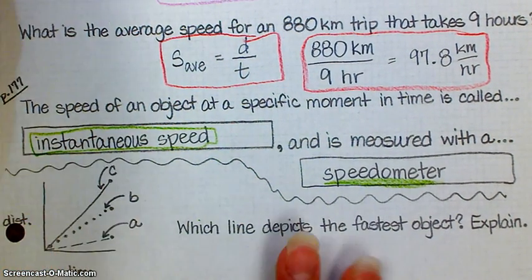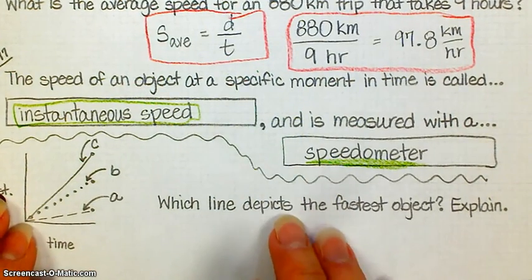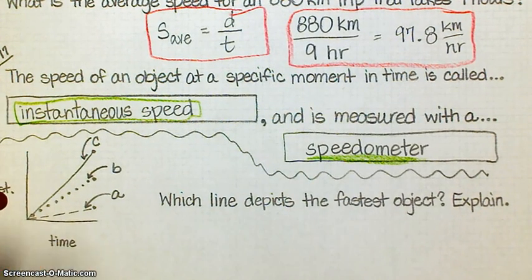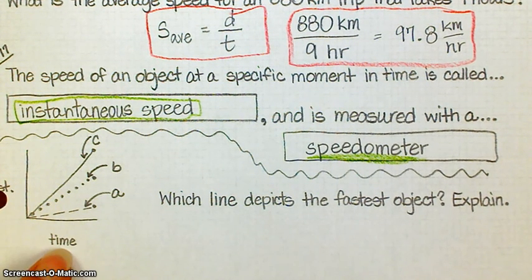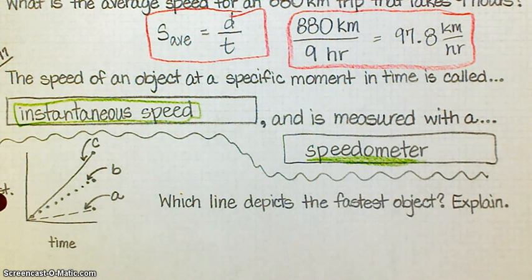Okay. Now, there's going to be a lot of looking at graphs during this unit, so we might as well get used to it. This one is a very, very simple distance versus time graph, and I have 3 lines. I have object C, B, and A. Which line depicts the fastest object? Line A, line B, or line C?